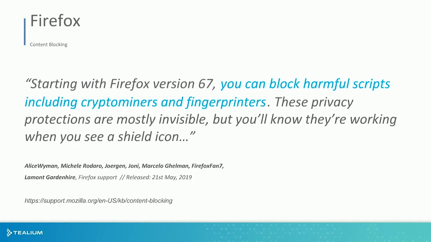So Firefox, not to be forgotten. Firefox, starting with version 67, says you can block harmful scripts, including crypto miners and fingerprinters. These privacy protections are mostly invisible, but you'll know they're working when you see the shield icon. So, if you have Firefox and you see that shield icon, you can be very proud of yourself that you have a good browser protecting you from some of these things. This was written on the 21st of May, and it's on their support website.